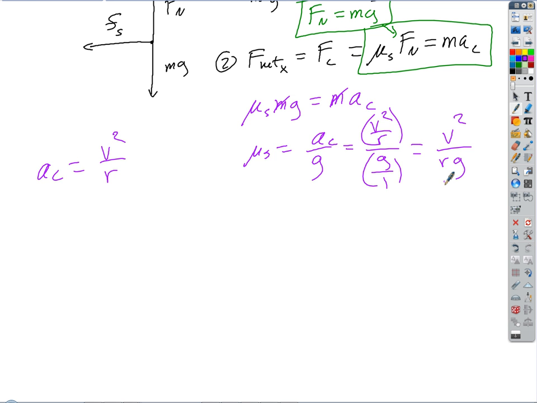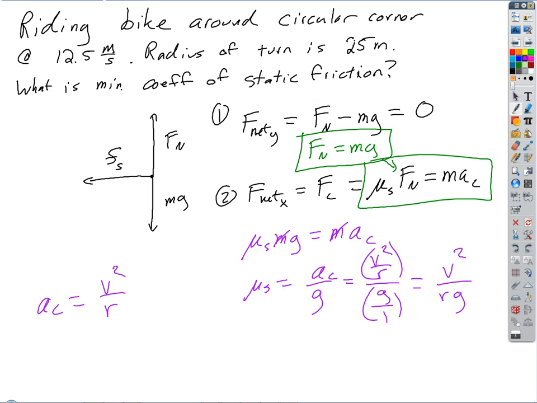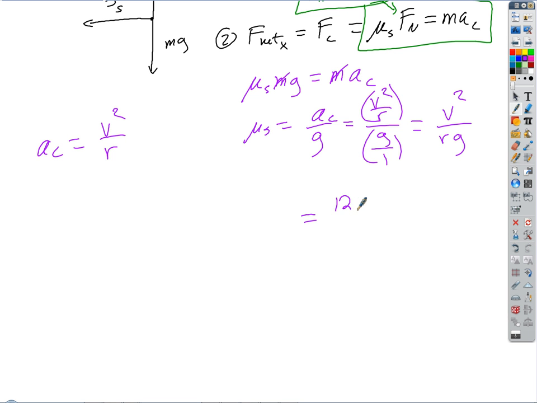I could just plug in numbers here, standard units. I get 12.5 squared, good, over 25 times 9.8. So what is that? Okay, it's gotta be less than that. 46 degrees. There you go. Okay, so that's the minimum.